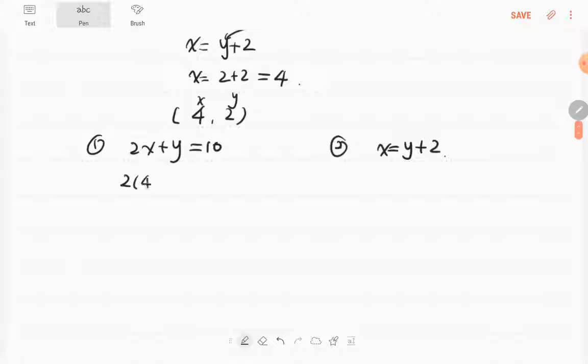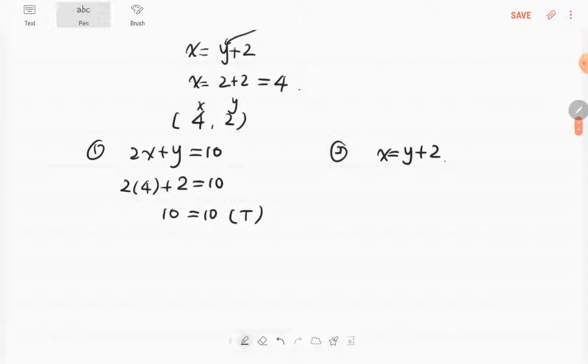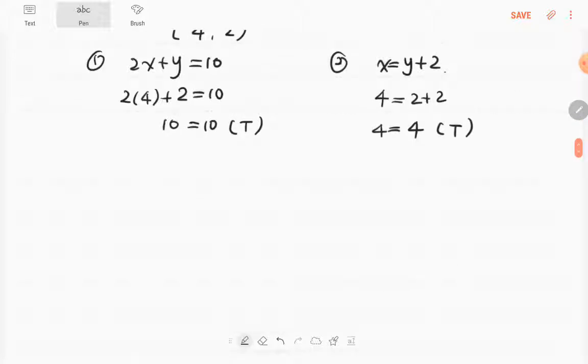We use 4 to replace x and 2 to replace y. To check the left side, we get 10. And the right side, we also get 10. So it's true for the first equation. Then for the second, the left side is x, so it's 4, and y is 2, so we check: left side 4, right side is also 4. So this is also true for the second equation. Then we will say this point is the solution.